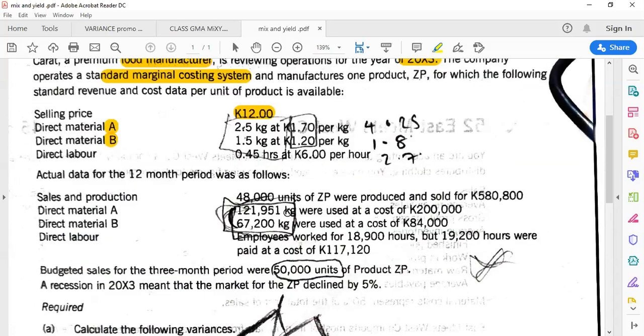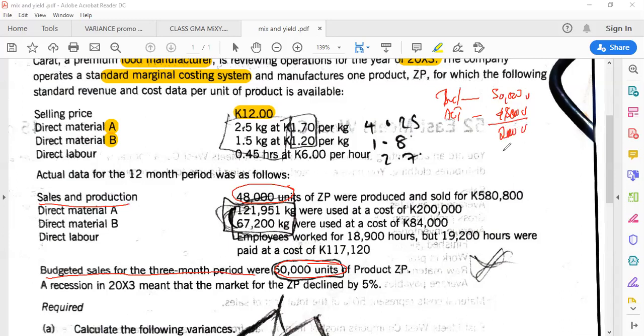This one is easy. What was our budgeted volume? How many units have we budgeted? Budgeted sales for the 3 months period were 50,000. So we have 50,000 units. So our budget is 50,000 units. Okay, let's go to actual. What is our actual production? Sales and production, actual, how many? 48,000 units. So we've got a variance of 2,000 units.